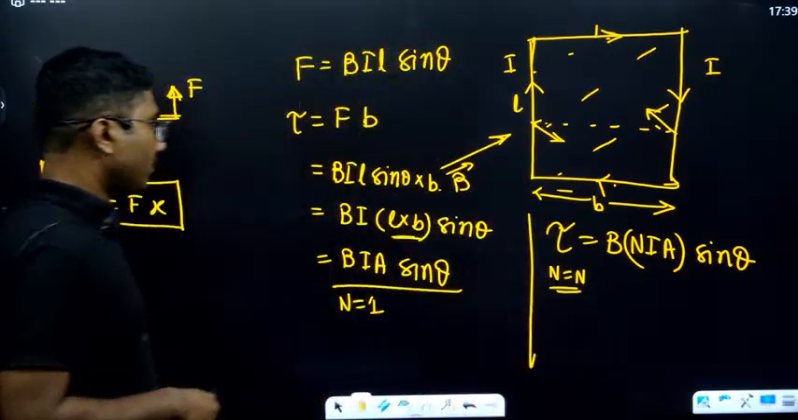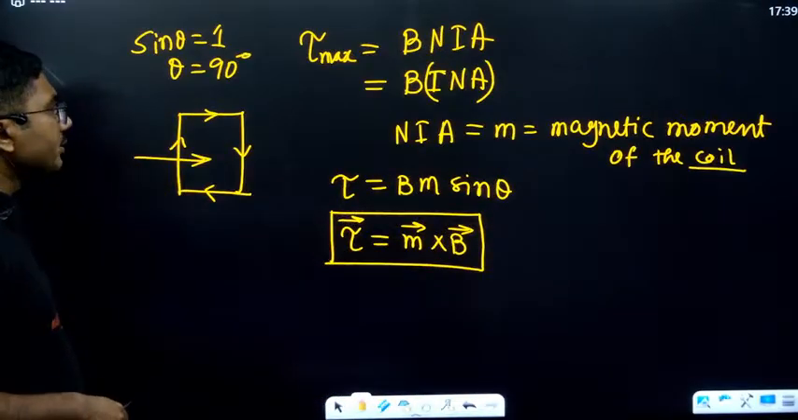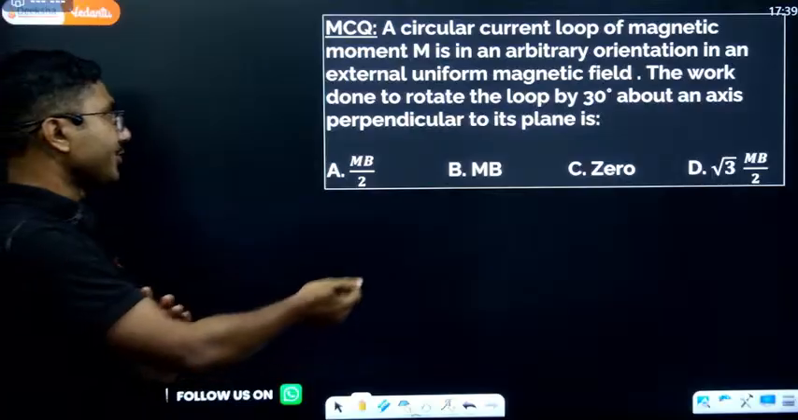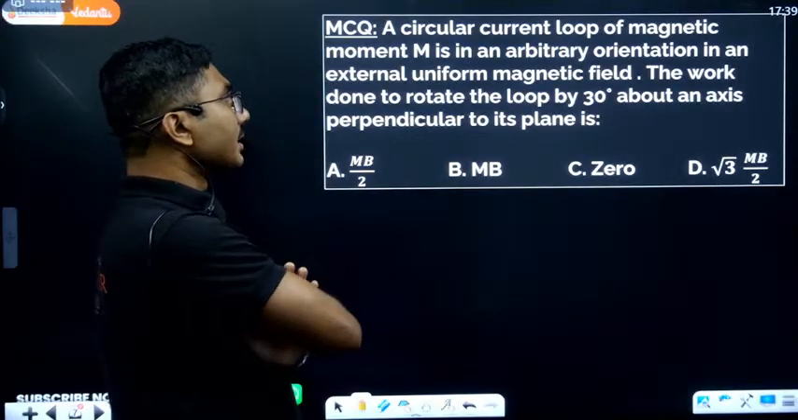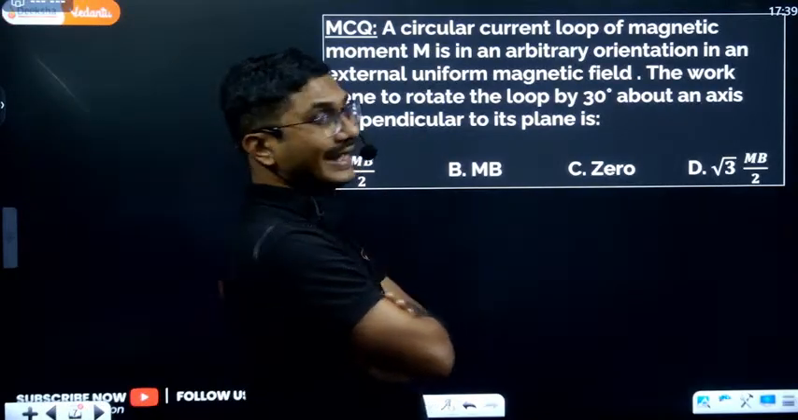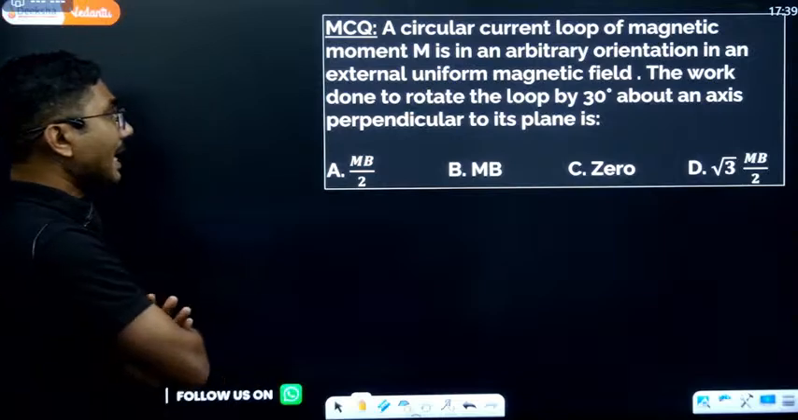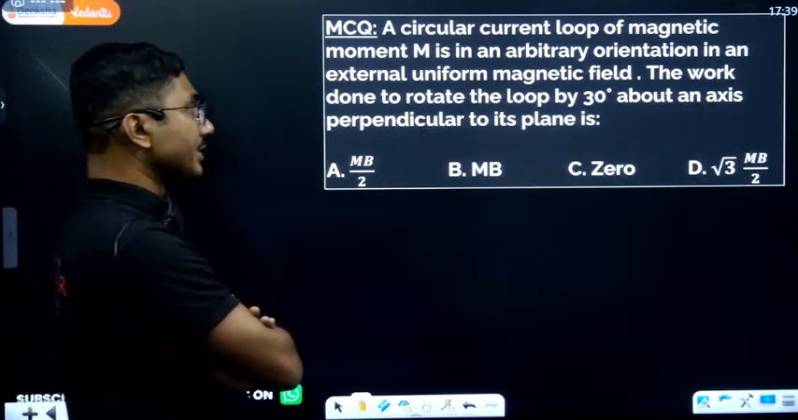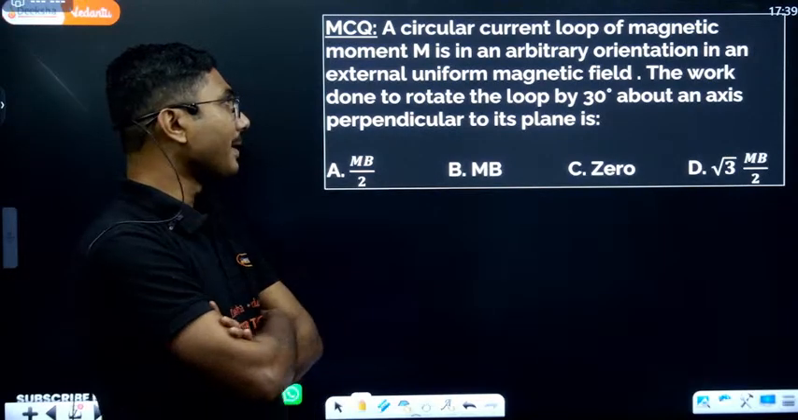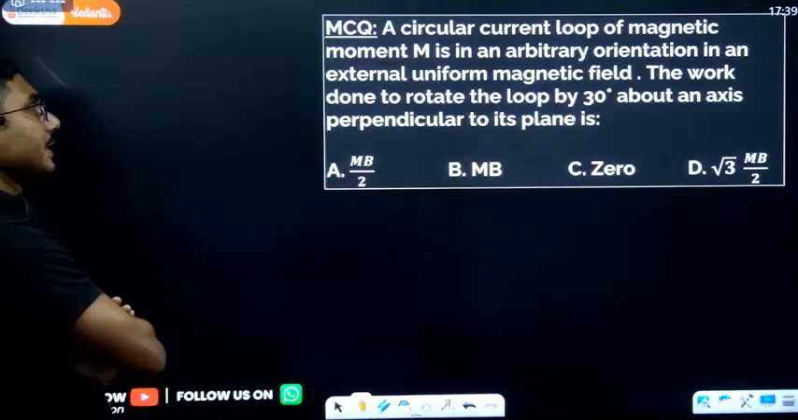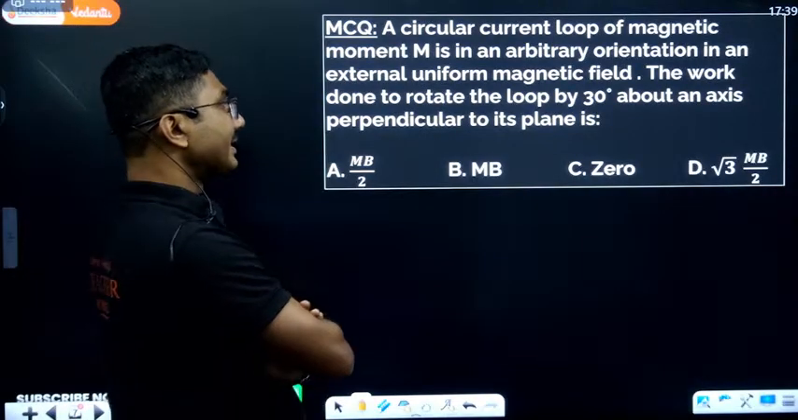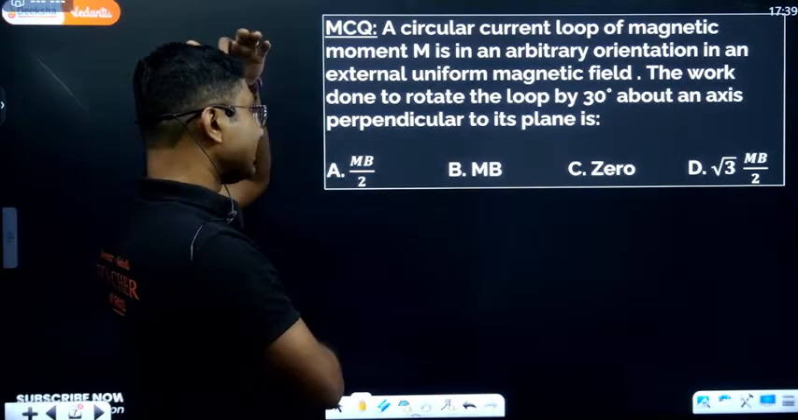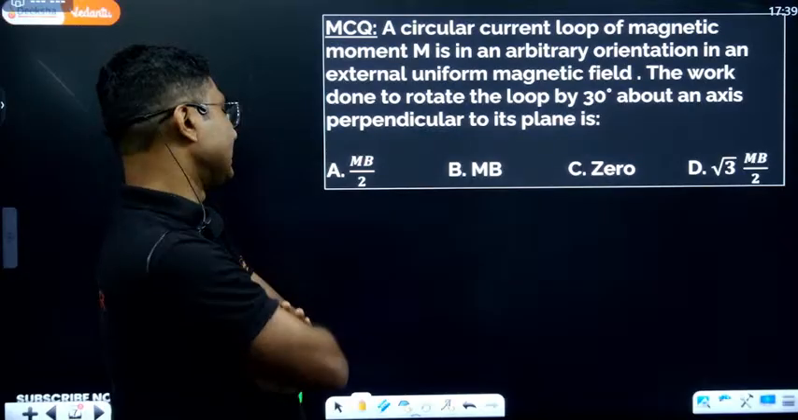Okay, now let's move on with the question. A circular current loop of magnetic moment M is in an arbitrary orientation in an external uniform magnetic field. The work done to rotate the loop by 30 degrees about an axis perpendicular to its plane is.